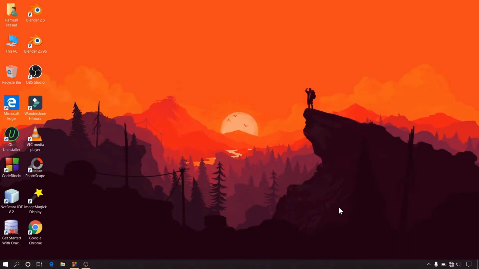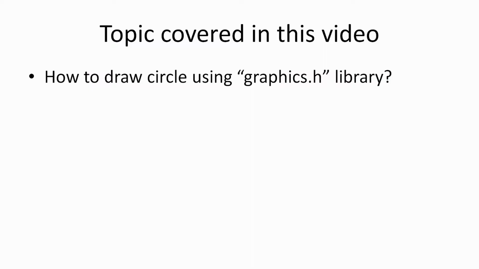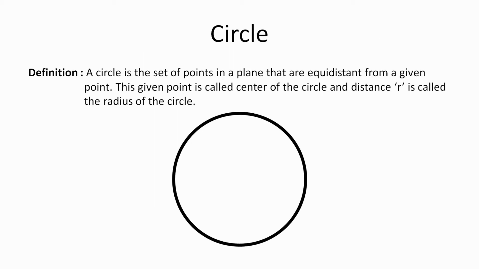I'm Ramesh, and in this video, I will explain how to draw a circle using Graphics.h library. So let's start with a short definition of circle. A circle is a set of points in a plane that are equidistant from a given point.